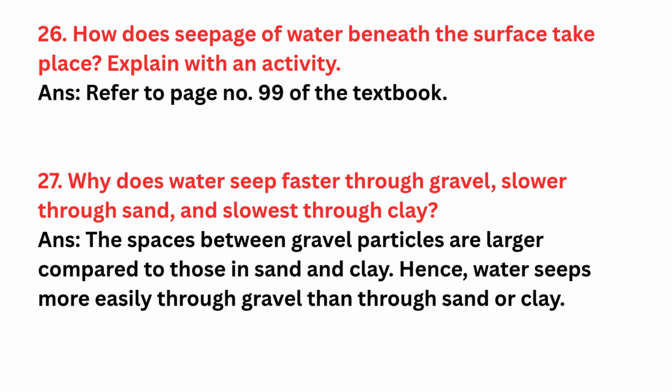Question number 26. How does seepage of water beneath the surface take place? Explain with an activity. Answer. This is also a 5-mark question. Refer to page number 99 of the textbook. This one is a long answer. Question number 27. Why does water seep faster through gravel, slower through sand and slowest through clay? Answer. The spaces between gravel particles are larger compared to those in sand and clay. Therefore, water seeps more easily through the gravel than through the sand or clay.